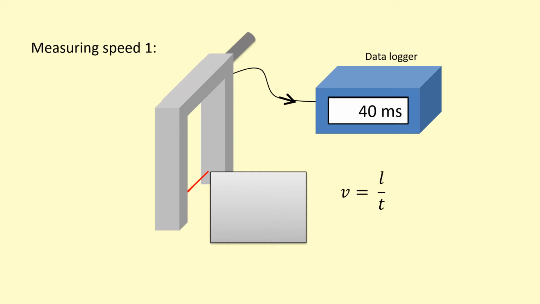Then I can simply use velocity equals distance over time, or in this case the length of the card, which is 5 centimeters, so I've turned that into meters there, divided by 40 milliseconds. That gives me a speed of 1.3 meters per second.